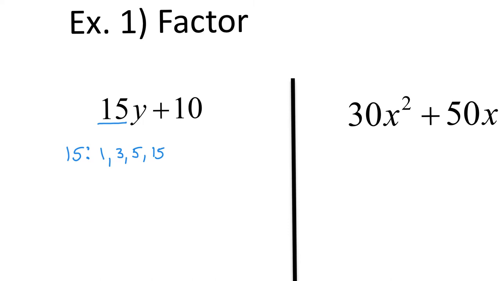You always have the same number that goes by itself. Some people forget about this number here, but it's also a factor. 15 goes into 15 one time. Now I'm going to look at the number 10. So the number 10, the factors are the 1, the 2, the 5, and the 10.